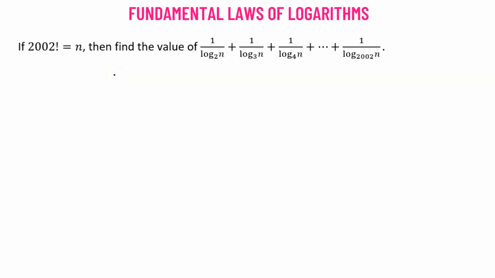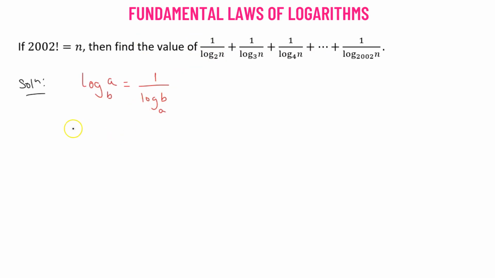So here in this particular problem, we are provided that 2002 factorial equals n, and using this fact we need to find the value of the given expression. So let's begin. Here we will use a property of logarithm: if we have log of a with a base of b, that equals the reciprocal of log of b with a base of a. So we'll use this property to rewrite each of the terms.